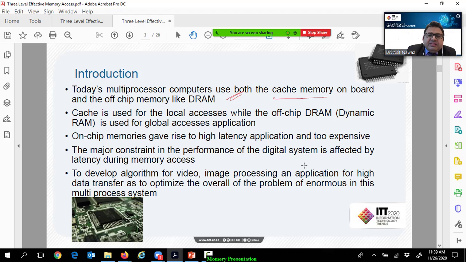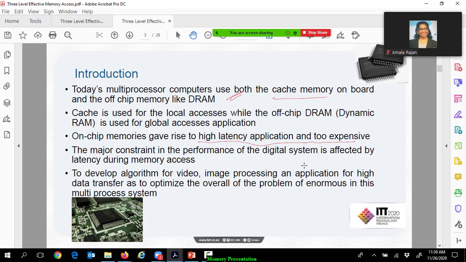On-chip memory gives high latency for applications and is too expensive, because there is contention. You connect the memories, and there are different control channels, data channels, and information channels. They do some sort of contention in order to send the commands onto the memory bus. So when the computational complexity increases, it becomes more and more expensive, and it deteriorates the performance of the microprocessor.